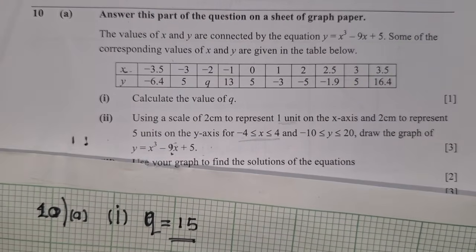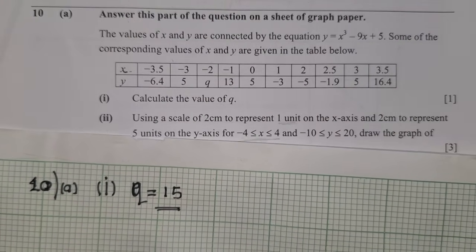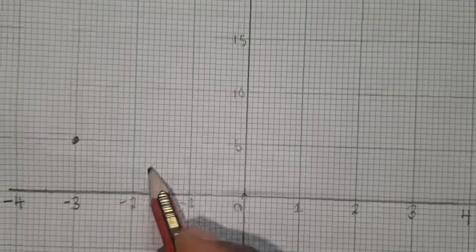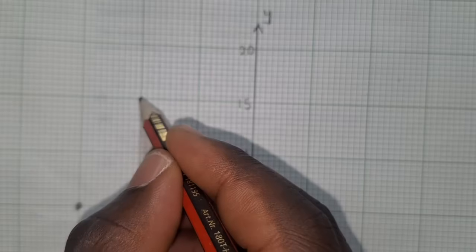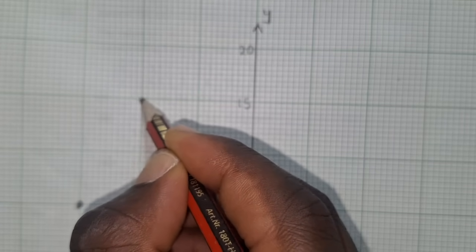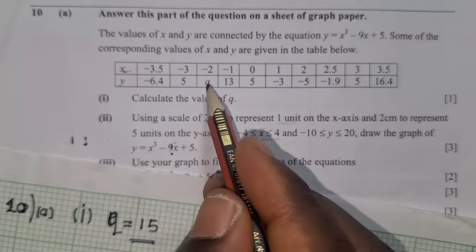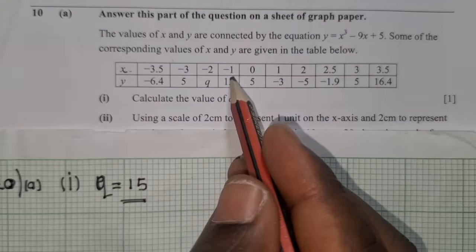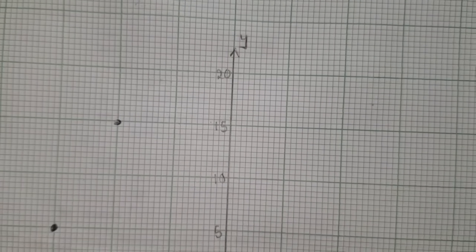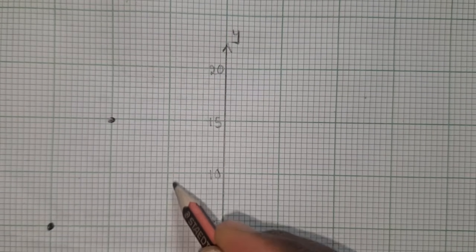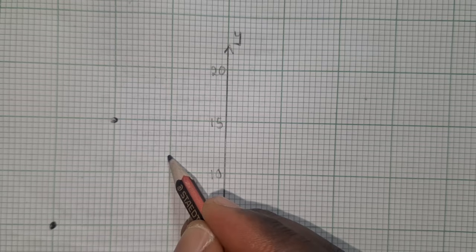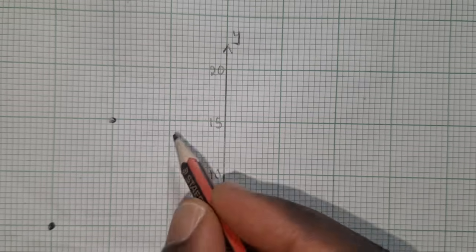The next one is -2, comma 15. So -2, comma 15. This is 15 here. We know that the value of y here is 15. The next one is -1, comma 13. So -1, comma 13. -1 is here. So we know that this is 10, 10.5, 11, 11.5, 12, 12.5, 13. It's here.